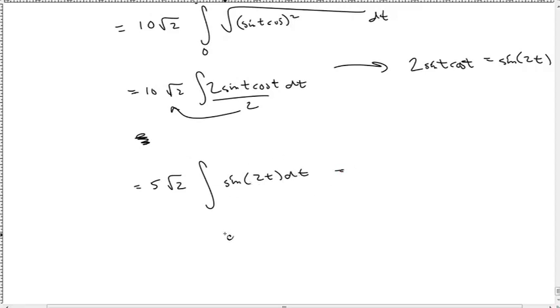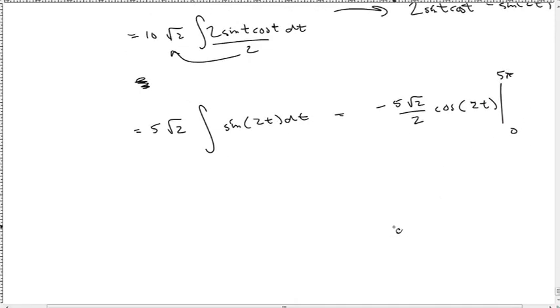Well, integrating just the plain old sine is super easy. Sine's going to go to negative cosine, so negative 5 square root 2, and then I'm going to divide by the 2 because it's a u substitution kind of thing there. Cosine of 2t, and then from 0 to 5 pi. When you plug in the 5 pi and plug in the 0, what you actually get is 0. So there's your arc length: 0. Wah, wah, wah. That's not the right answer, obviously.